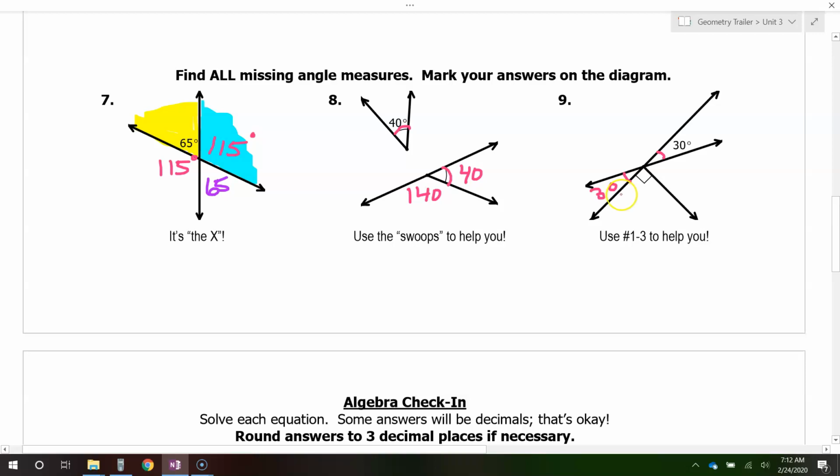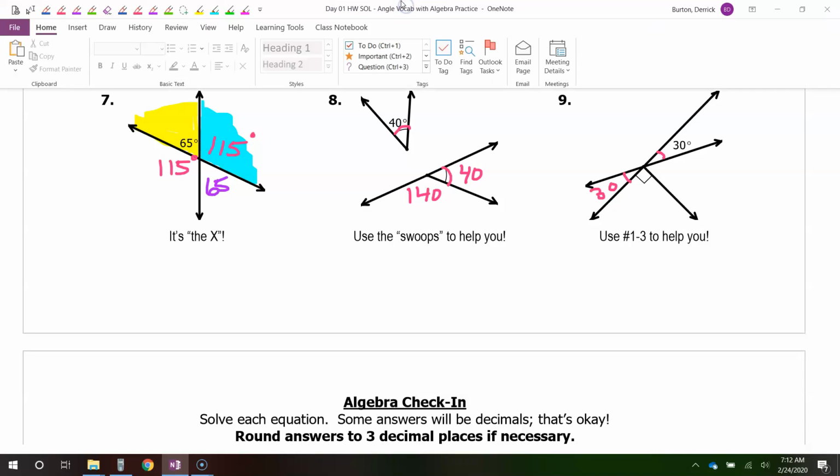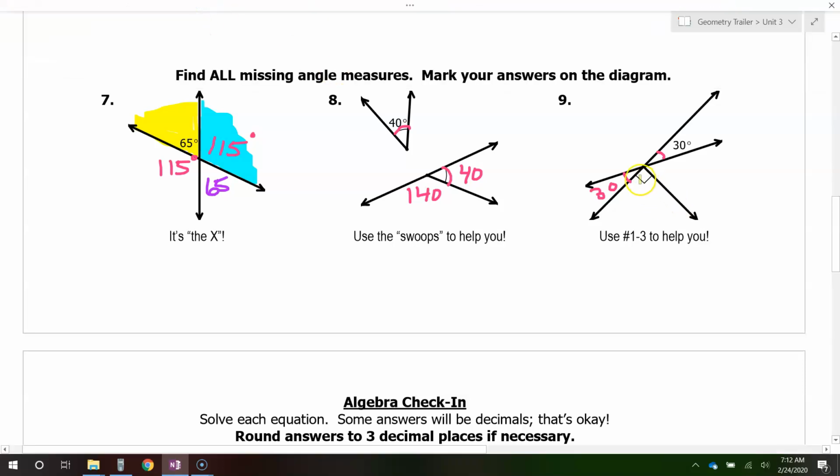Okay, now this next one is a little bit tricky. So you see this 90-degree angle right here. So this yellow angle right here is 90 degrees. All right, now that means that this blue angle has to also be 90 degrees.